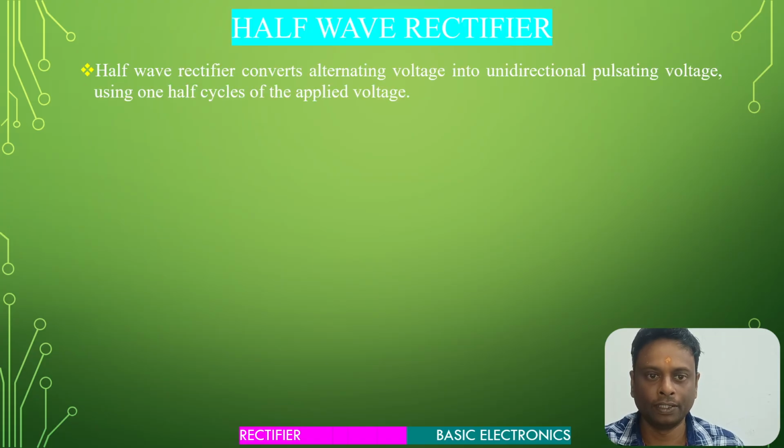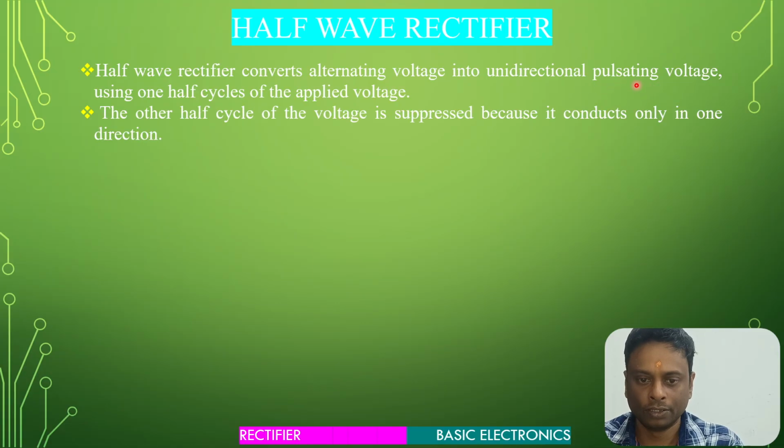The half wave rectifier converts the alternating voltage into a unidirectional pulsating voltage, using one half cycle of the applied voltage. So we are getting only one half of the applied voltage as the output. We are not getting pure DC voltage. We are getting a pulsating voltage, which means some AC components are superimposed with the DC. It is known as a pulsating voltage.